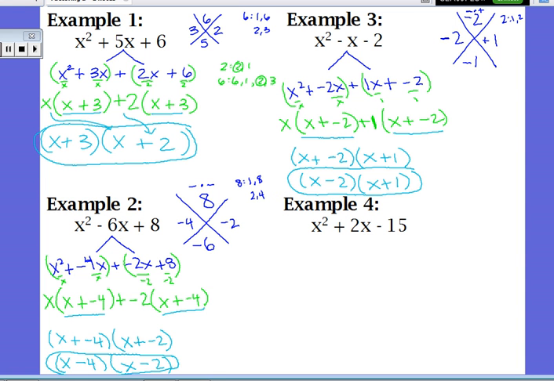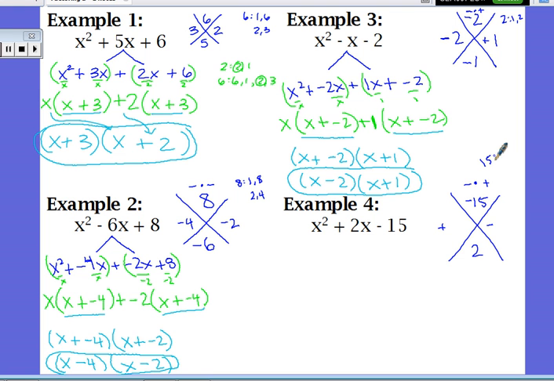All right, last example. Example 4. Factor puzzle first. We've got -15 times 1, which is -15. And we've got 2 as the b value. To get a negative product, it's a negative times a positive. To get a positive sum, when I have a negative and a positive, my positive has to be the larger factor and my negative has to be the smaller.